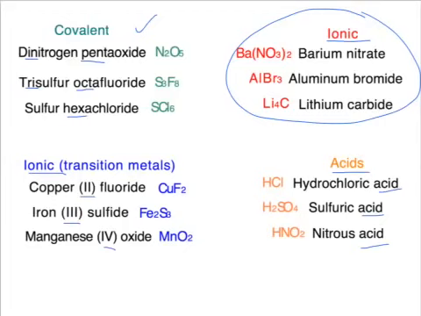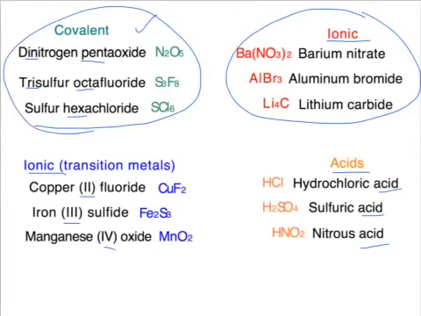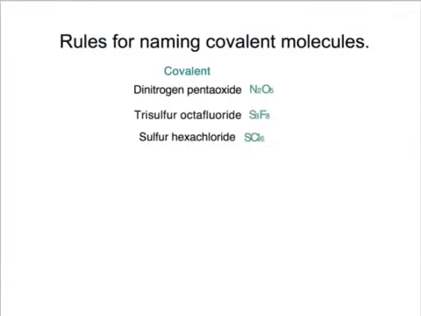So we're going to start first talking about covalent compounds. We're going to talk about these here, where you have 2 or more nonmetals bonded together. We're going to focus on these, and we want to come up with rules for the naming of the compounds. For example, N2O5 is dinitrogen pentoxide. S3F8 is trisulfur octafluoride, and SCl6 is sulfur hexachloride.